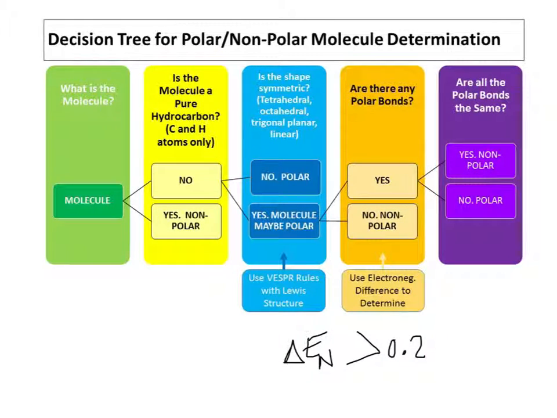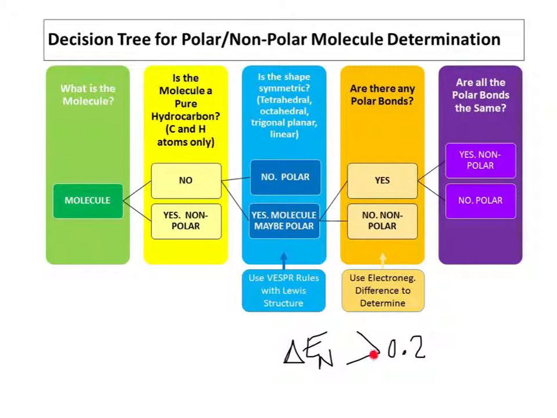Some people say it's 0.3, some people say it's 0.4. But for this particular discussion, if it's 0.2 or more, it's going to be considered a polar bond. If it's more than 2.0, then you no longer have a covalent bond, you have an ionic bond, or there will be an ionic bond character to the bond.